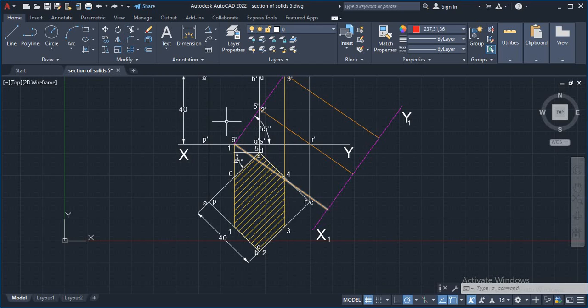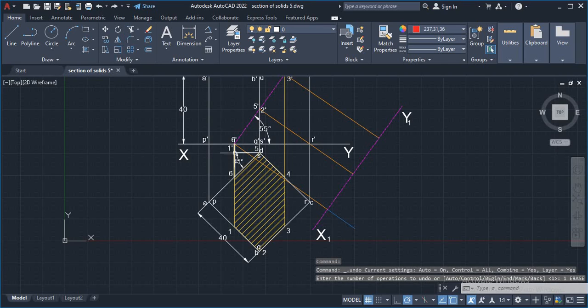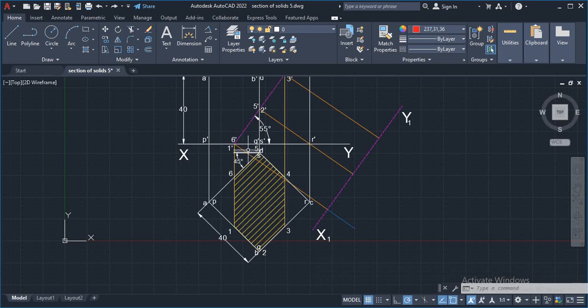Now measure the distance from 1 dash to 6, that is, from the XY line to the point 6, by using a compass. So extend from here, you can draw an arc. Keep your compass pointer here and draw an arc. Extend this line towards the arc point, you will get the point 6 suffix 1.